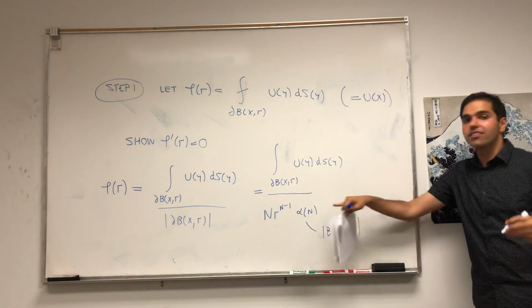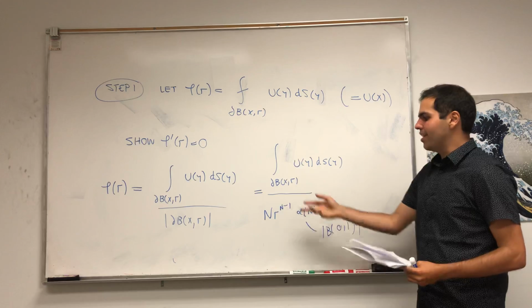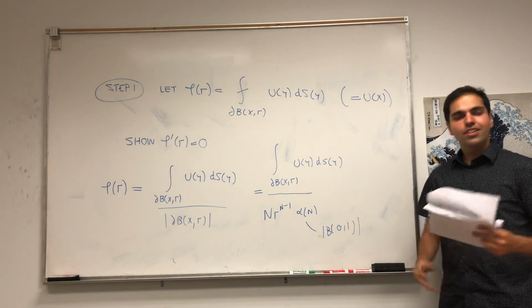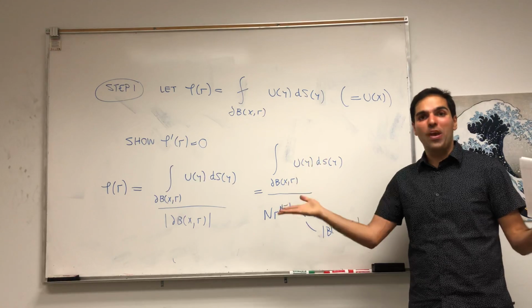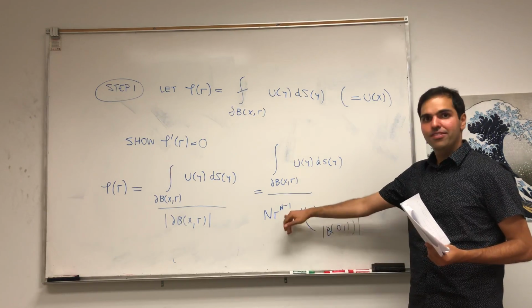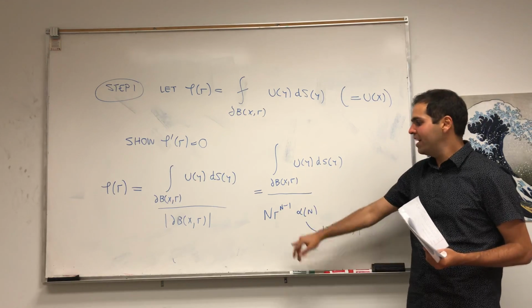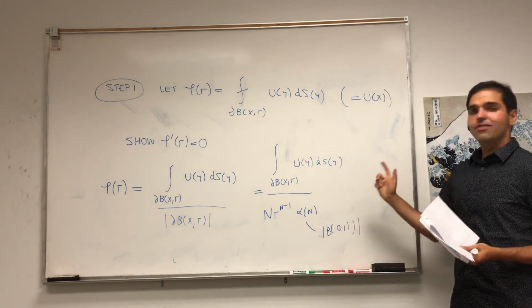Again, this value doesn't matter that much, but what's important is that it scales like r to the n minus 1. Just like this sphere in R3, it's 4 pi r squared, which is one dimension less than R3. So in this case, x is in Rn, so we have r to the n minus 1. And here's the important thing.